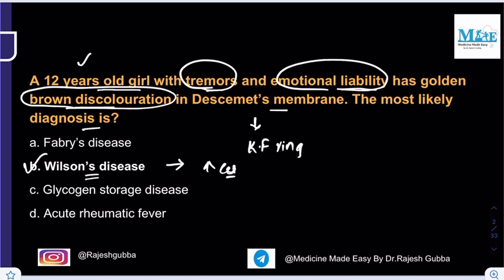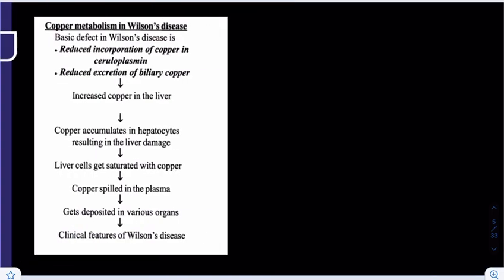Now you need to understand the mechanism for the development of the excessive copper accumulation in patients with Wilson's disease. Wilson's disease is mainly due to mutation of the gene, that is the ATP7B gene, and it is an autosomal recessive type of inheritance. And what exactly is the basic defect here? The basic defect is the reduced incorporation of copper into the ceruloplasmin.